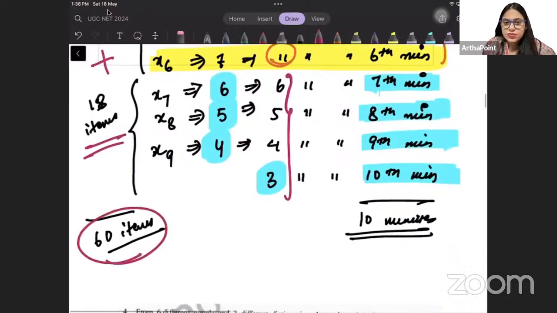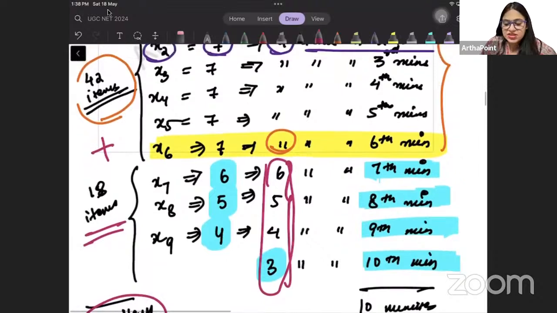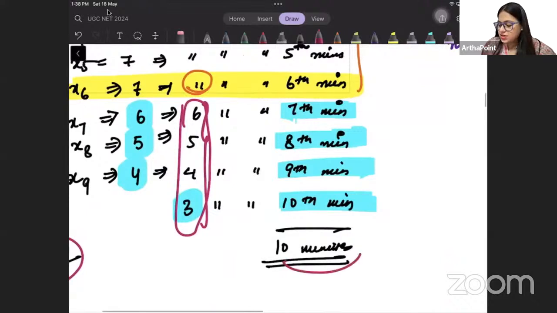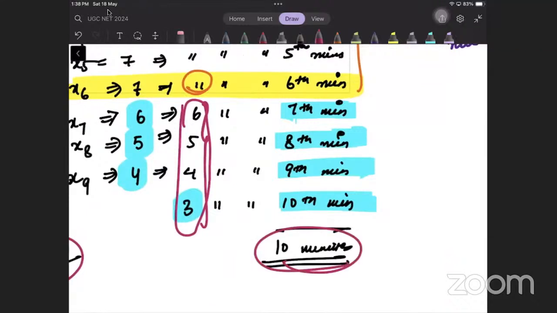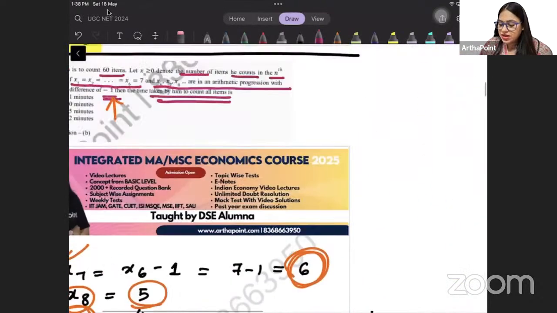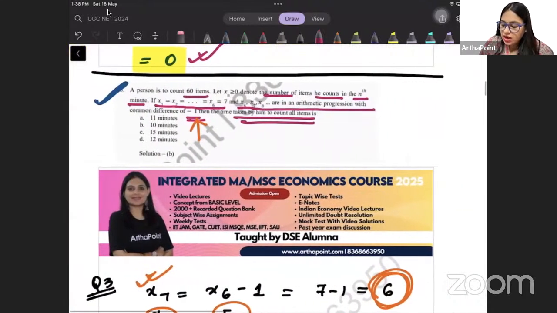देखो, 18 items यहाँ से count हुए और पहले 42 items, which means I have counted 60 items. In how many minutes? In 10 minutes. So I can say that, therefore, I will take 10 minutes to go ahead and count all 60 items.